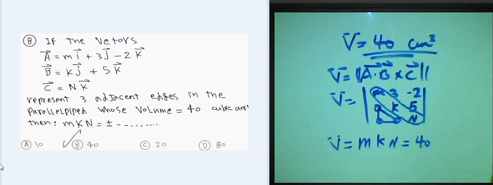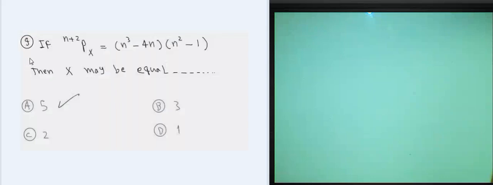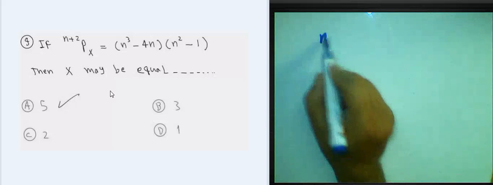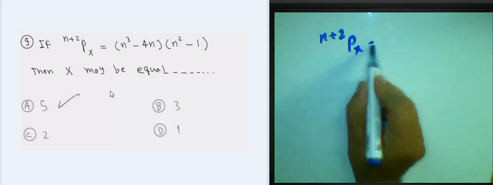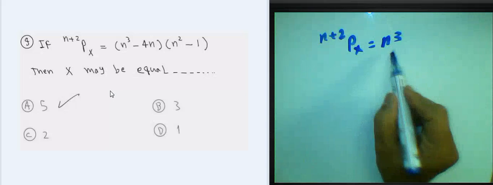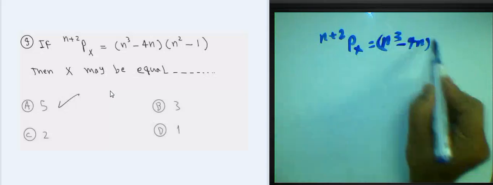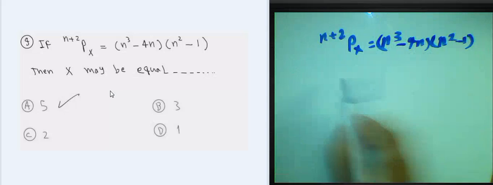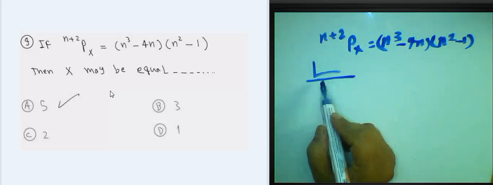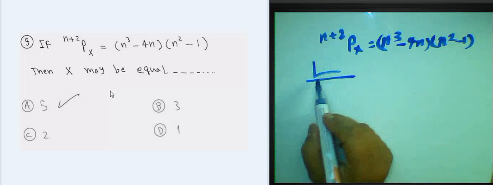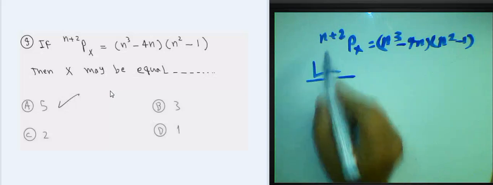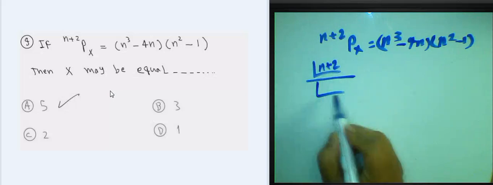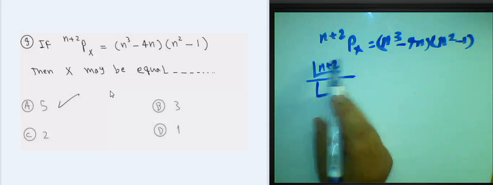Then you must choose letter B for question 8. Question 9: if n plus 2 permutation x equals n power 3 subtract 4n, multiplied by n power 2 minus 1, then what may x equal? Okay, we can simplify it. We have n plus 2 permutation x equals n power 3 subtract 4n, multiplied by n power 2 minus 1. We can write factorial of n plus 2 over factorial of the difference between them, n plus 2 minus x.